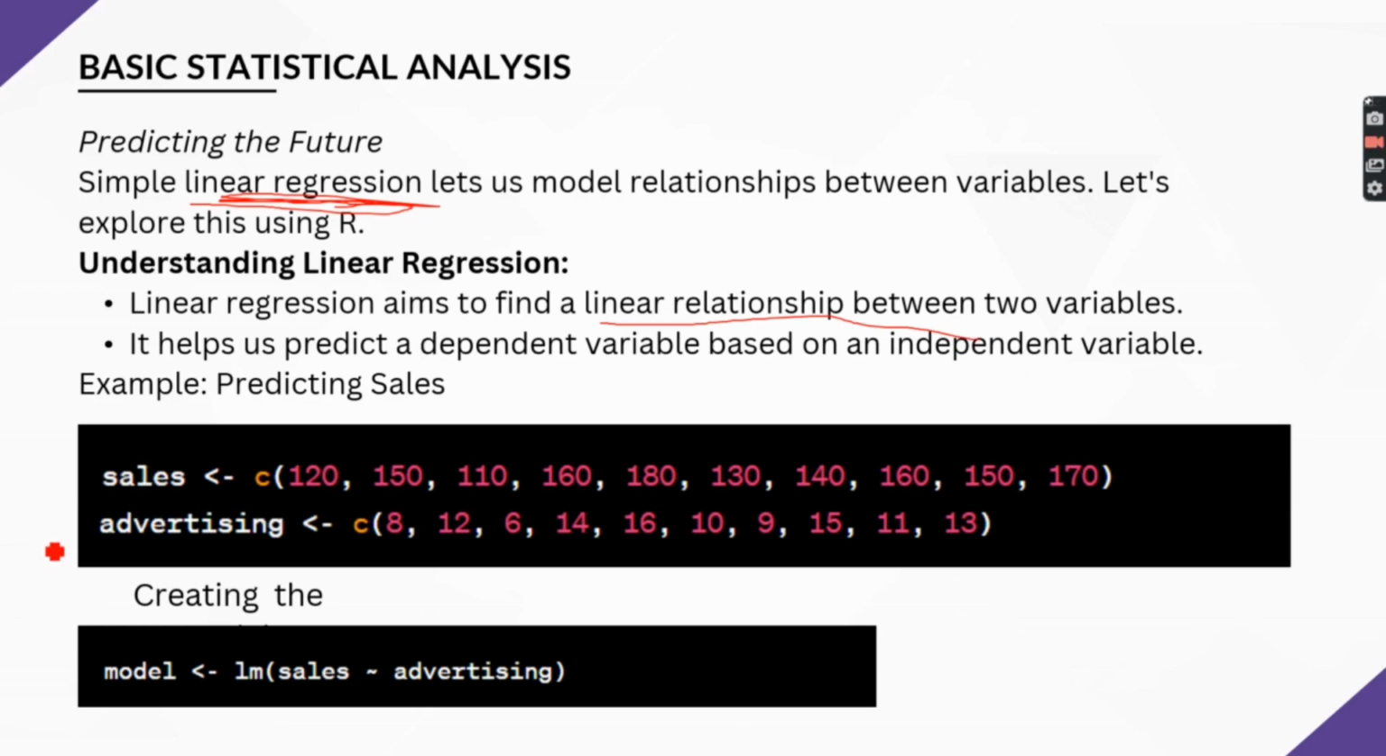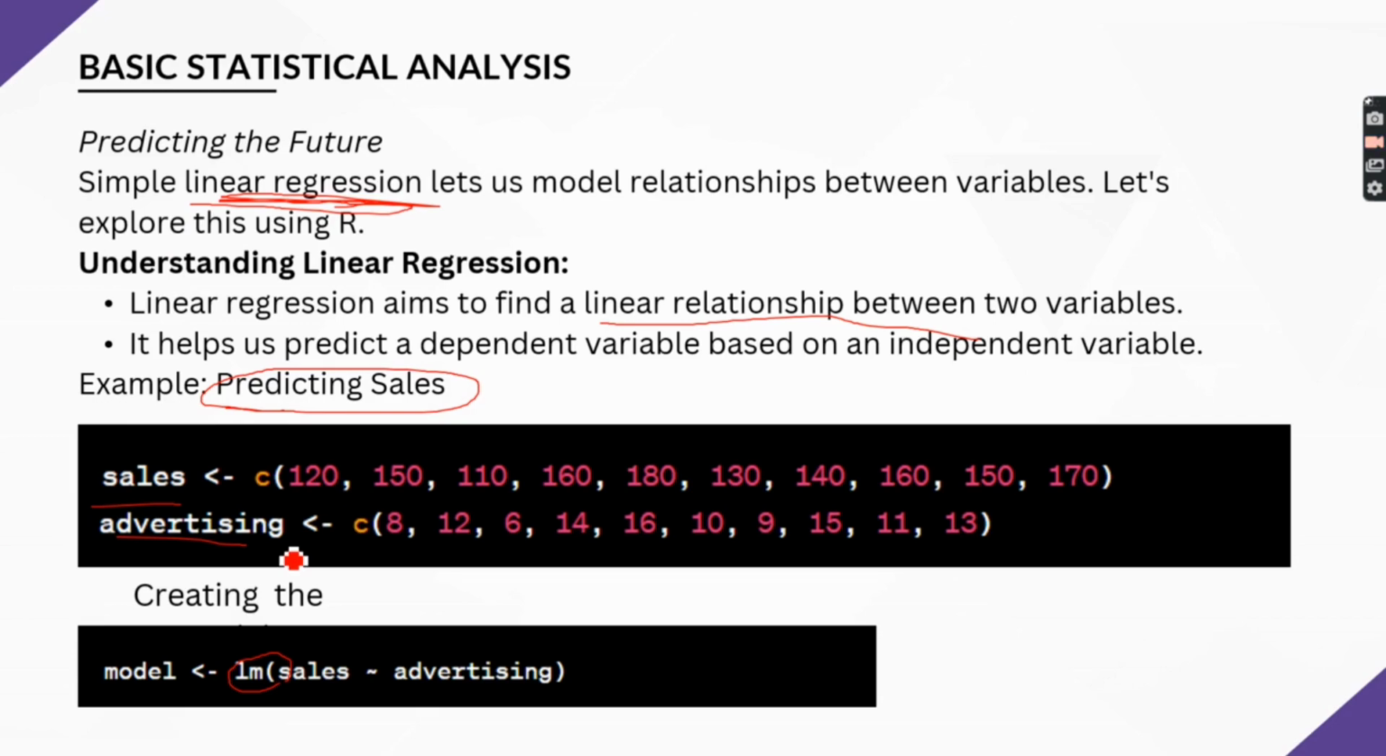So we have, for example, defined two variables, sales and advertising, and we want to predict sales. We want to predict the dependent variable based on an independent variable. How are we going to do that? So we have this function named lm. The function named lm is going to do that for us. It is going to find the linear regression for us.